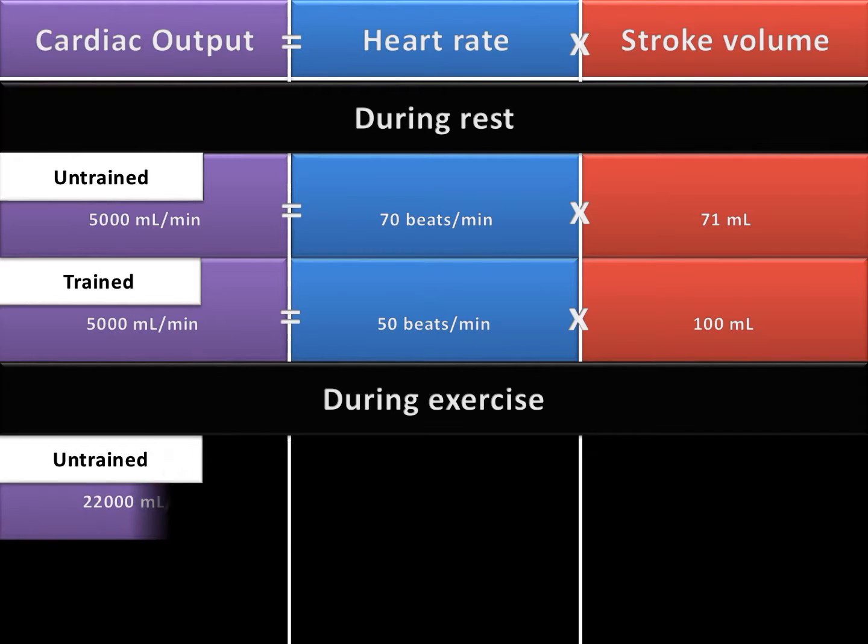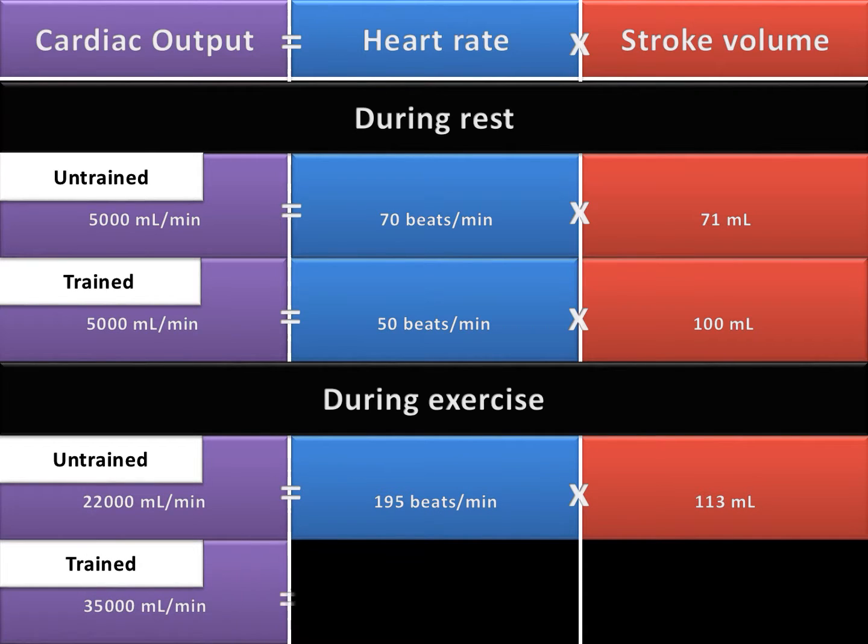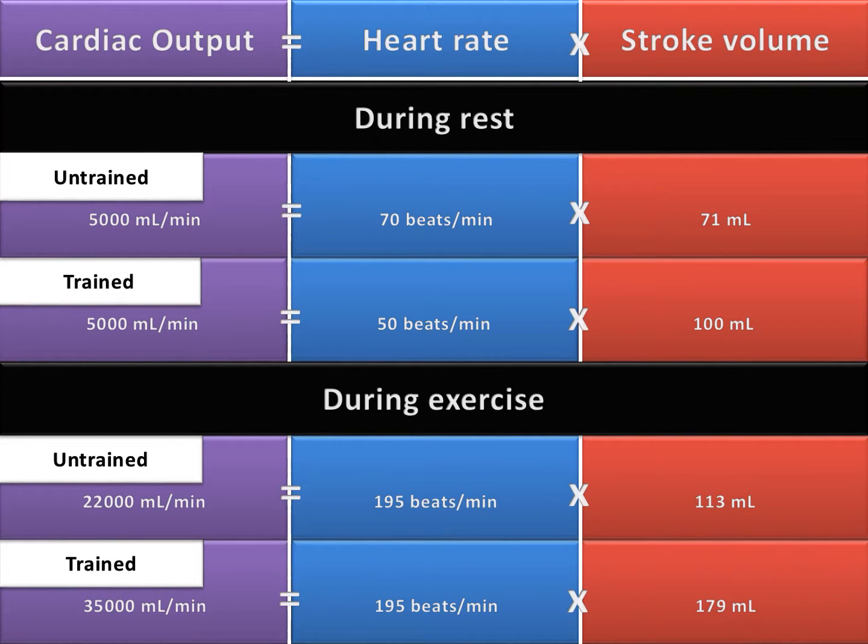But note what happens during exercise. Trained athletes have a fantastic cardiac output of 35 liters per minute. This high cardiac output is due to the high stroke volume, as you can see. Exercise heart rate is the same for both trained and untrained individuals. Therefore, again, the high cardiac output of trained athletes is mainly due to the increase in stroke volume and not heart rate.